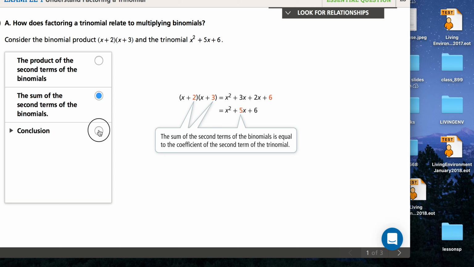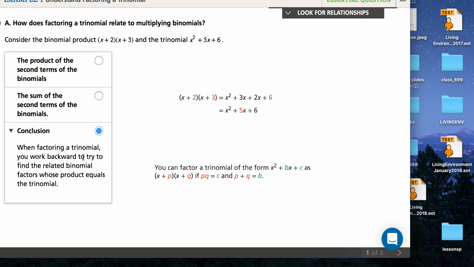By the conclusion, when factoring a trinomial, we work backwards to try to find the related binomials, factors whose product is equal to the trinomial. So we figure out what the product of the second terms is and what the sum of the second terms is. Now, let's take a look at another example.